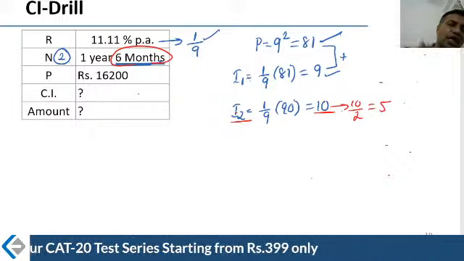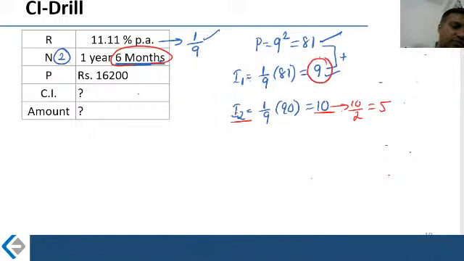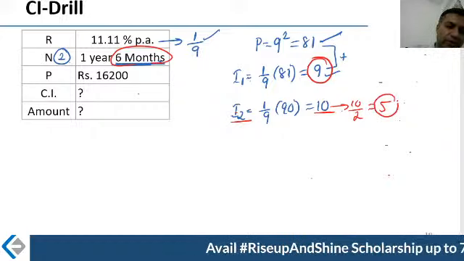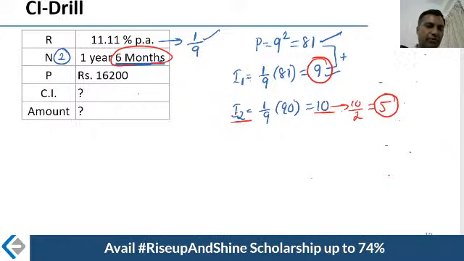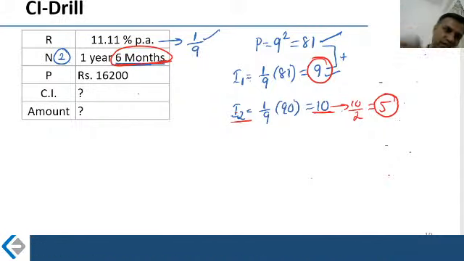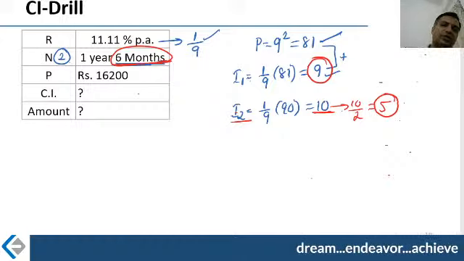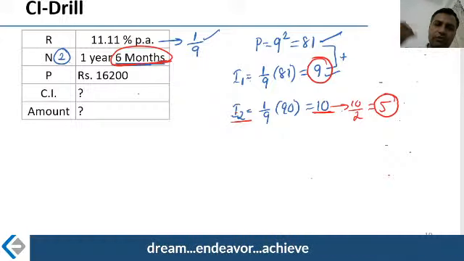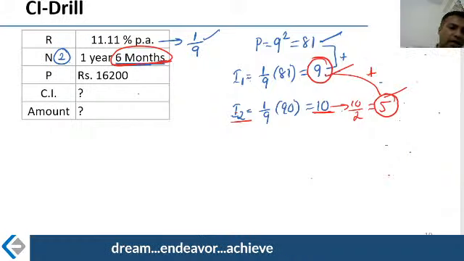Therefore, what is the total interest earned? 9 rupees for the first year and 5 rupees for the half of the second year. The full second year would have given you 10 rupees, but you kept it only for 6 months of the second year. 6 months is half of it, therefore 10 by 2, which becomes 5 rupees. So 9 plus 5 is the total interest earned.